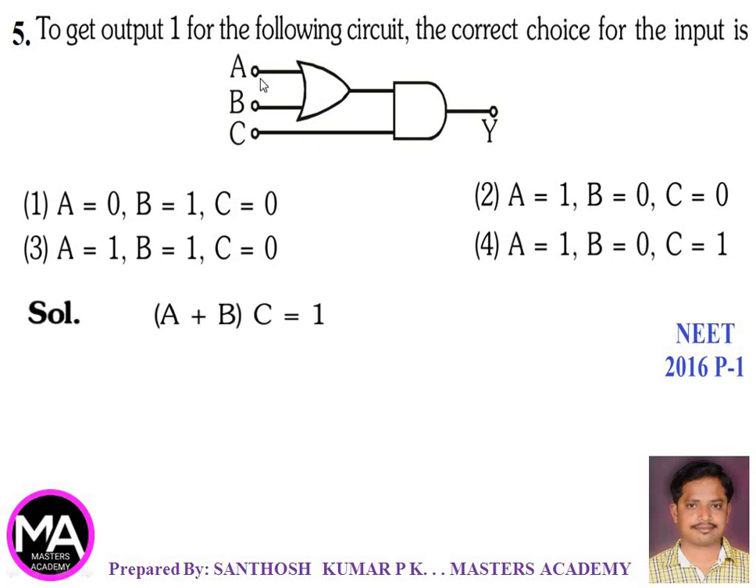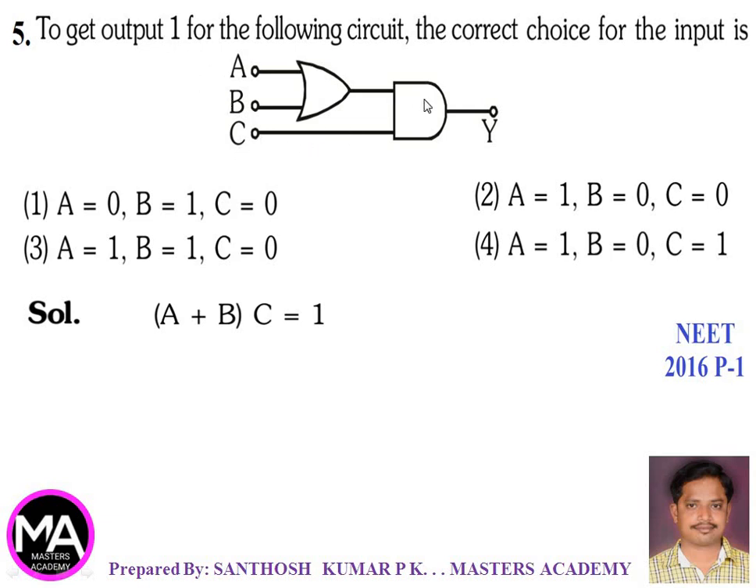Solution: now A and B are the inputs of the OR gate. Its output is the input of the AND gate along with C. Now OR gate, what is the combination of OR gate? We know that the Boolean expression is A plus B. So here the output of the OR gate is A plus B and it goes to an AND gate. So it is (A plus B) into C.